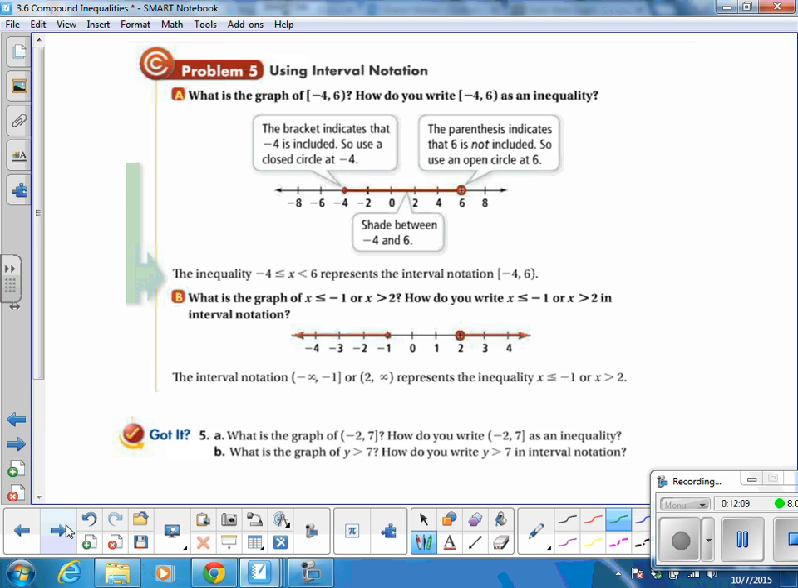Here's a sample of one. The bracket indicates that -4 is included. We talked about all this stuff. Here's another sample of it. This piece is going on right here. I can see the bracket means it's including it. The parenthesis says it's not. It's at -1, and it just keeps going. This piece right here, I've got a parenthesis, which means that it's an open circle, starting at 2, and it just keeps going. It's indicated by our graph.